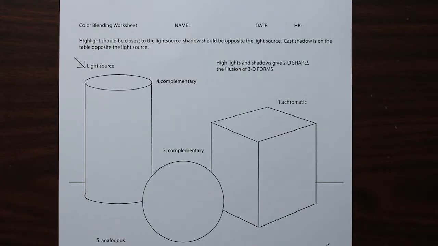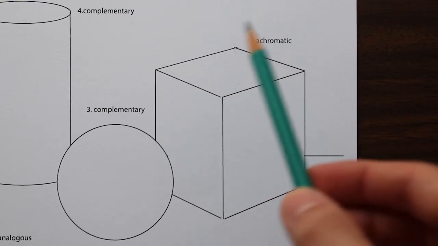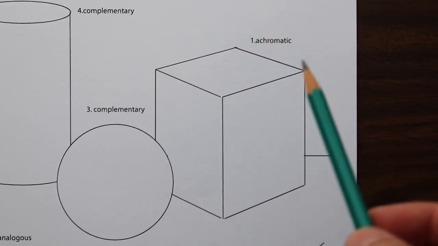Hello, in this video we will be going over how to use value in order to create the illusion of 3D forms in our drawing. In front of us we have our worksheet. Let's zoom in on our first shape right here. Our first form is going to be achromatic. This means we're not going to be using any colored pencils.